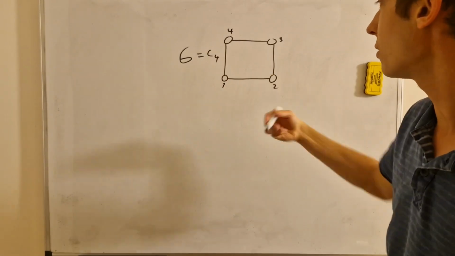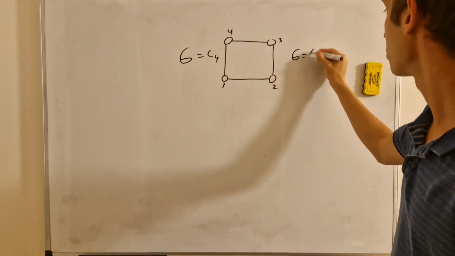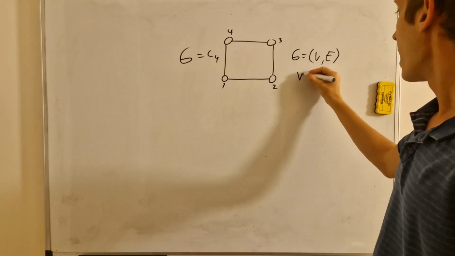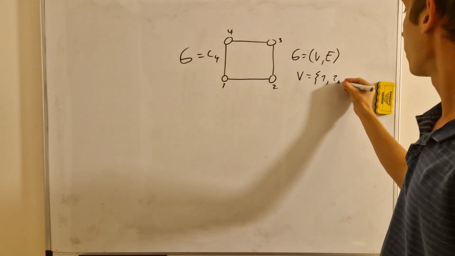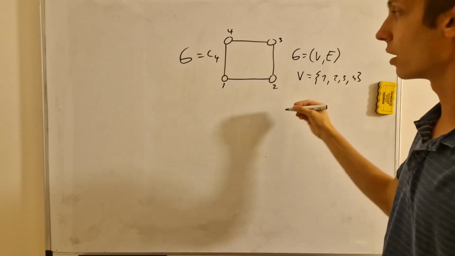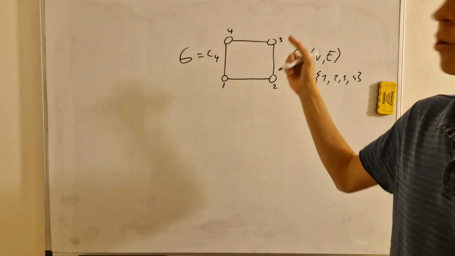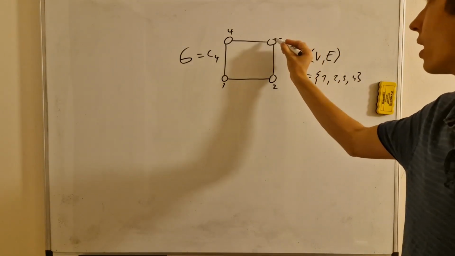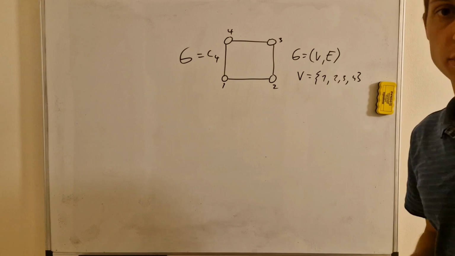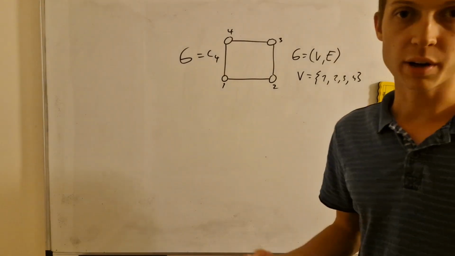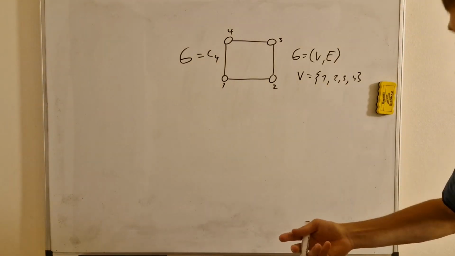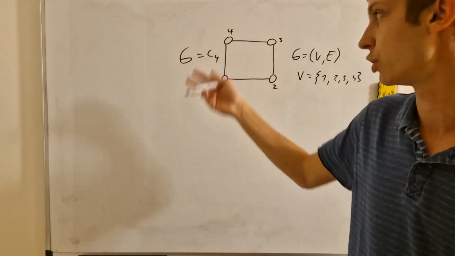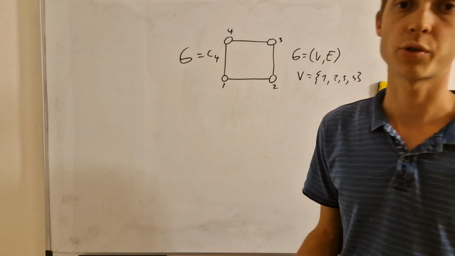So this G, this C4, I can also specify in terms of V and E, the vertex set and the edge set, where the vertex set is 1, 2, 3, 4, and the edge set is the connections 1,2, 2,3, 3,4, 4,1. This is a simple graph, and let's see an example of an induced subgraph. A subgraph generally is another graph, the vertex set of which is a subset of the vertex set of the original G. The same goes for the edge set.